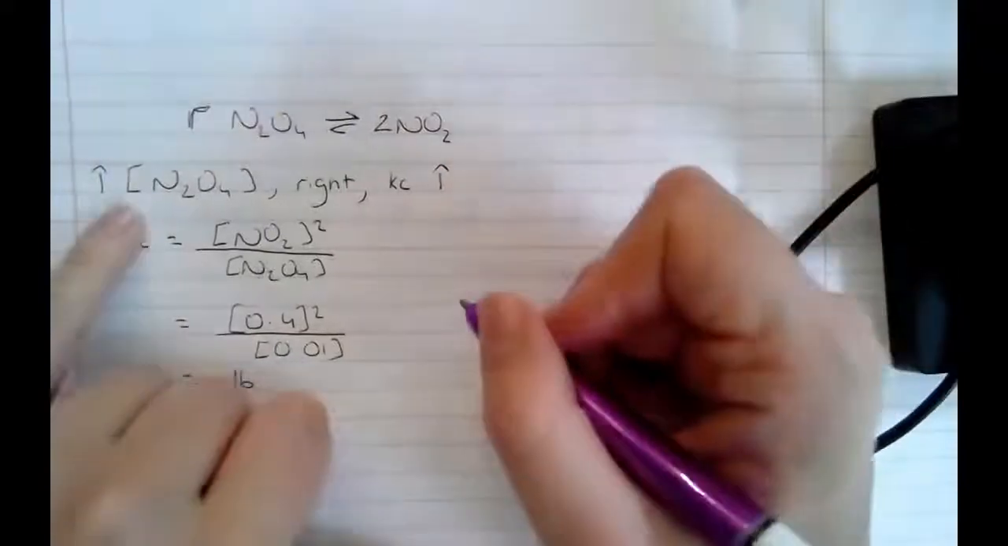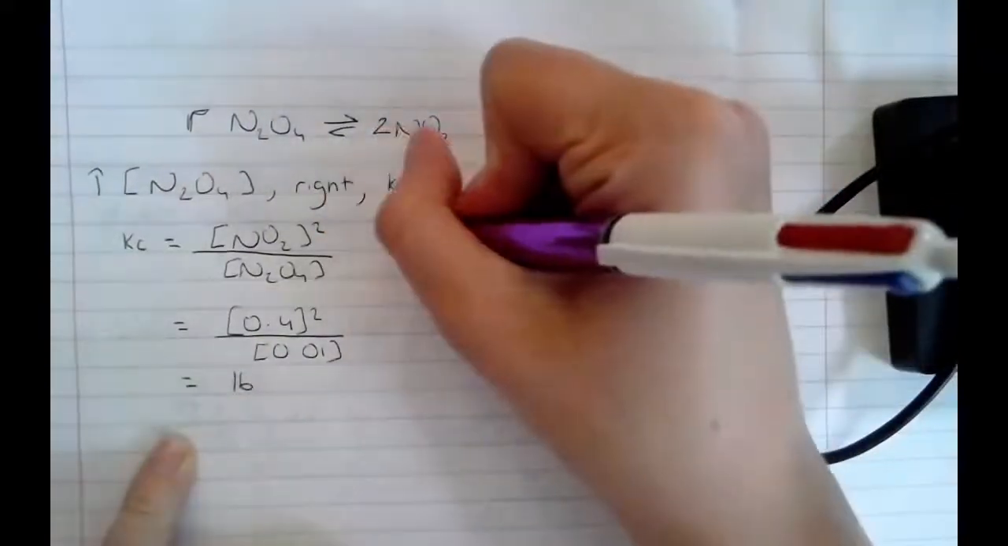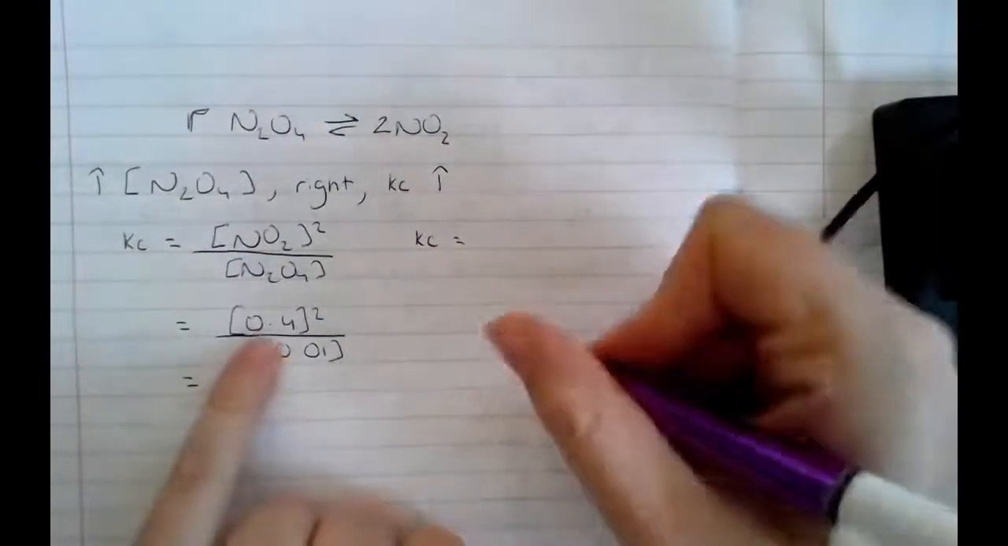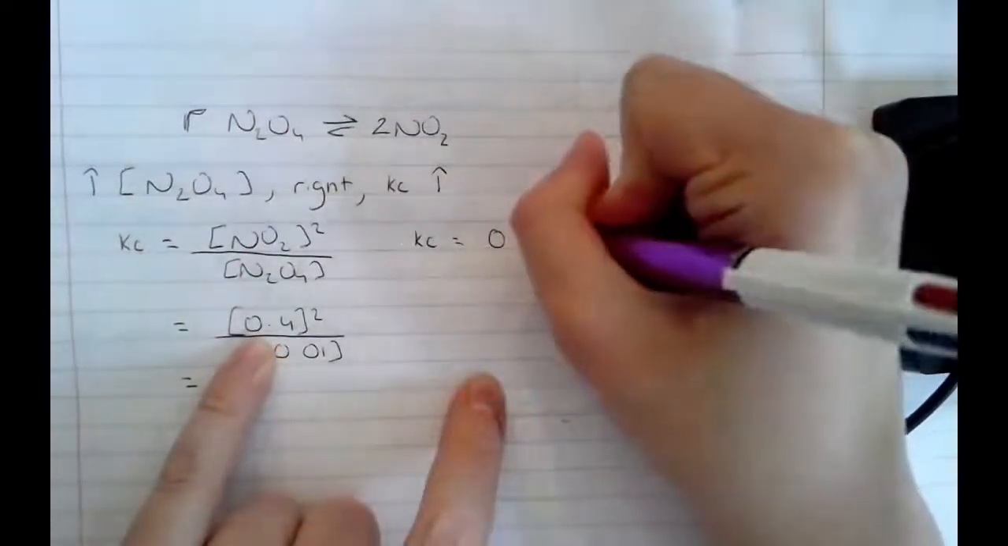And then I'm saying, well, what's going to happen if I increase the concentration of N2O4? All right, so we're assuming that the concentration of NO2 is exactly the same, so it's still going to be 0.4 squared.